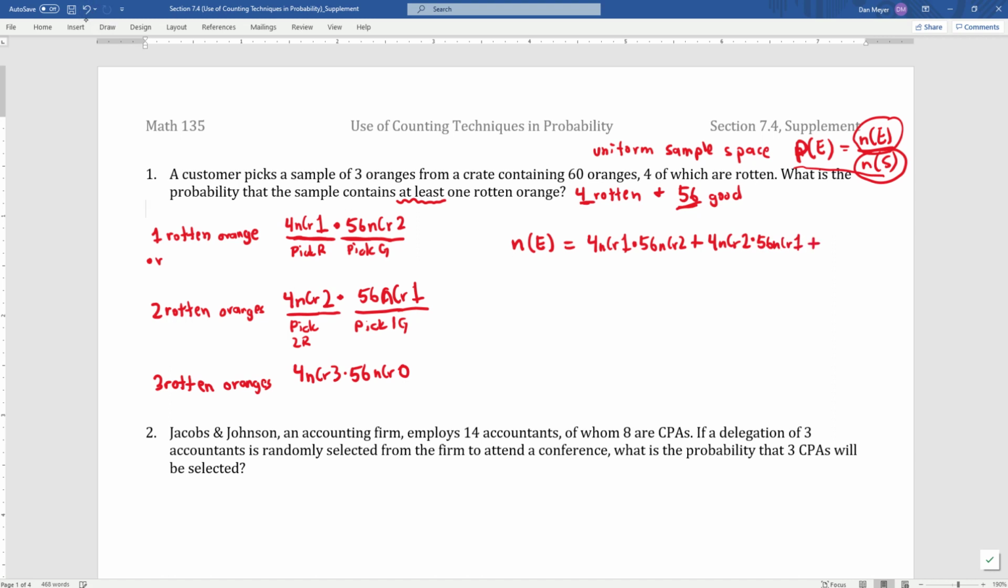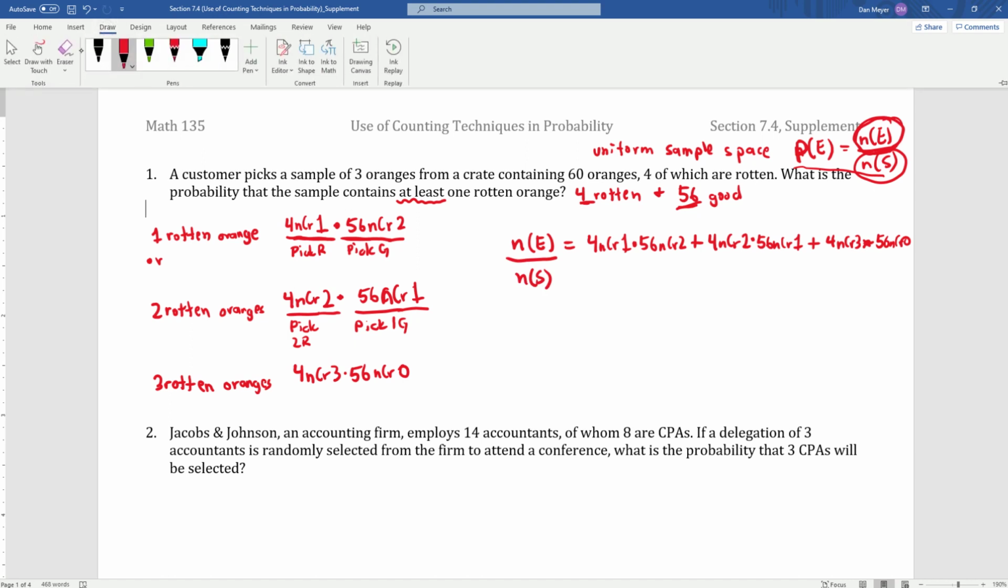Or we can pick 3 rotten oranges and no good ones: 56 choose 0. And then, all right, so we have the number of things in our event space. That's the numerator here. The number of things in our sample space, that's a much easier combination problem.